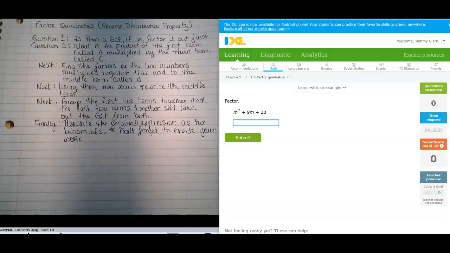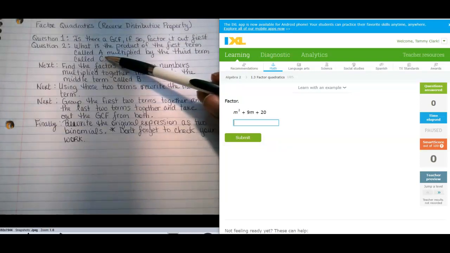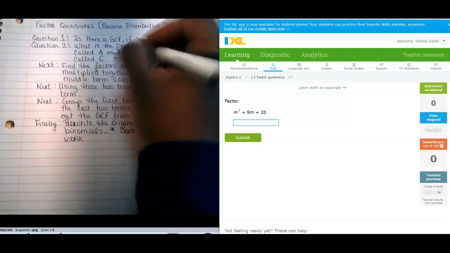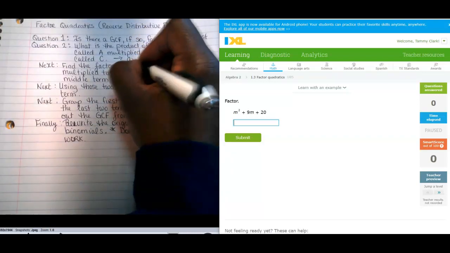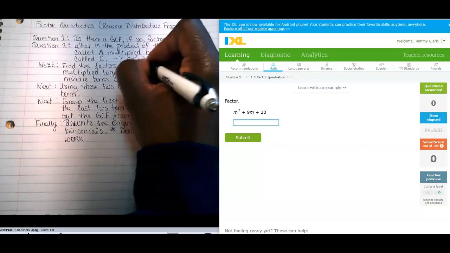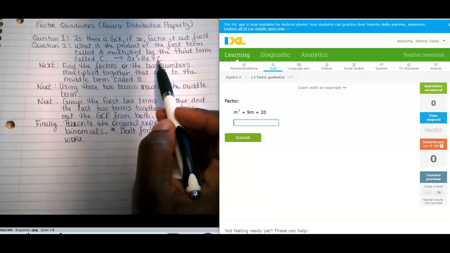So these are the things I need you to think about. Question 1. In the problem, is there a greatest common factor? If so, make sure you factor it out first. Question 2. What is the product, or think of it as the answer, of the first term, called A, multiplied by the third term, called C? Now when you do this, you have to make sure that everything's written in order. So it would be ax squared, where the a is the number, plus bx plus c. You have to make sure that it's written in this order for this to work.